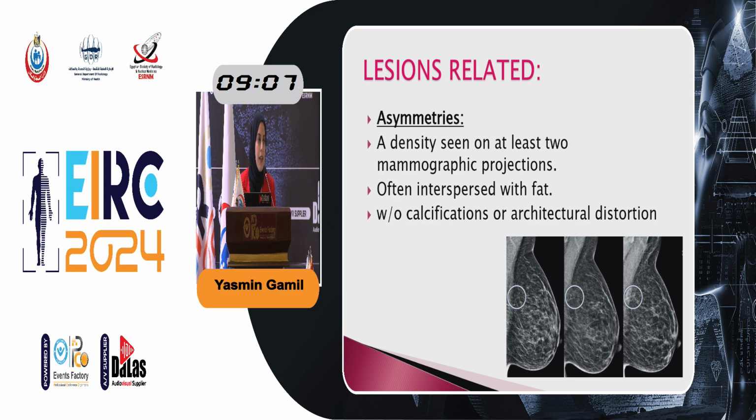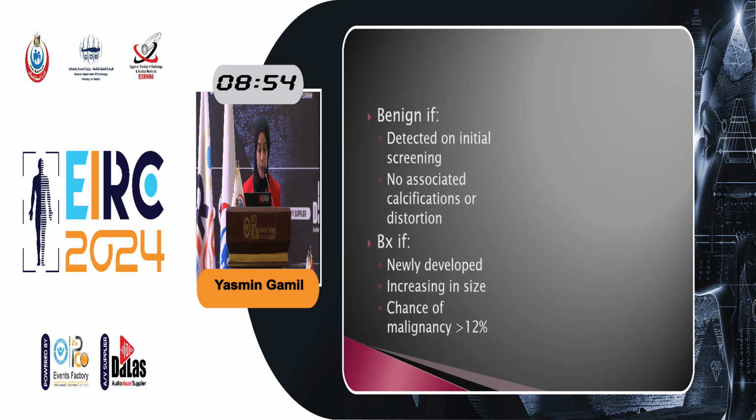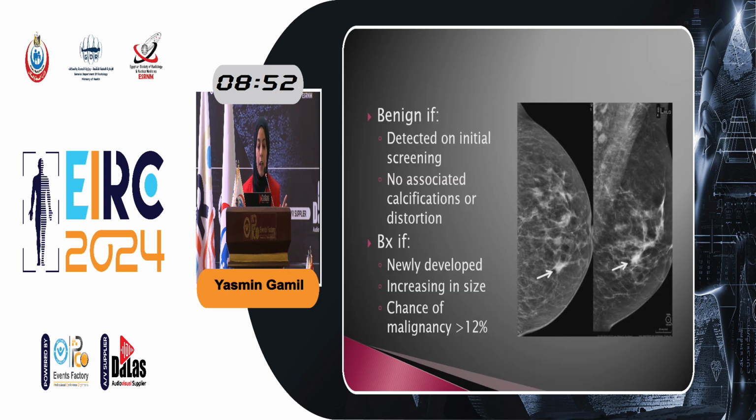Also, asymmetries, either focal asymmetry or single-view asymmetry. Often, they are interspersed with fat, with or without calcifications or architectural distortion. They are classified as benign if detected on initial screening with no associated calcifications or distortion. However, biopsy is recommended if they are newly developed or increasing in size or density, as there is a chance of malignancy of more than 12%.